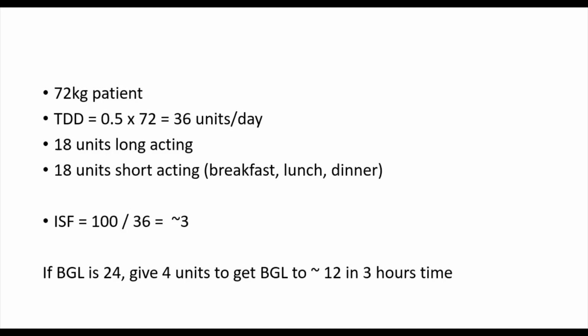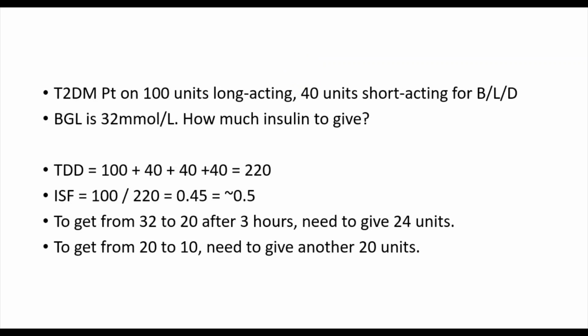You'll see in most patients that giving roughly 4 to 6 units of insulin when patients have quite significant hyperglycaemia is often adequate. But this can be grossly inadequate when patients have very high total daily doses of insulin. As an example, say you have a patient with type 2 diabetes who is on 100 units of long-acting insulin and 40 units of short-acting insulin split between breakfast, lunch, and dinner. Their blood glucose level is 32 millimoles per liter. How much insulin should you give this patient to treat their hyperglycemia?